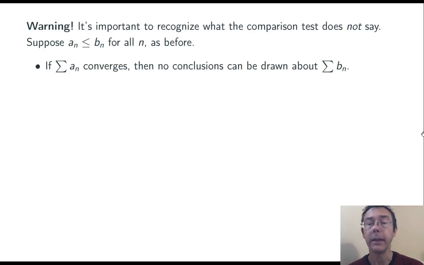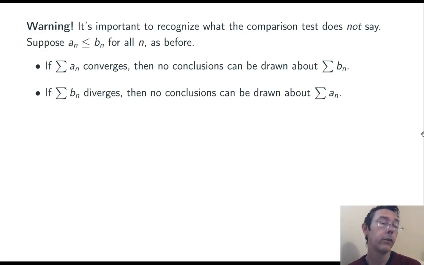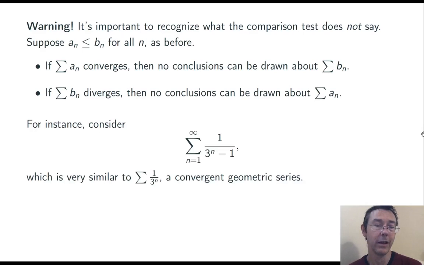Well, the sum of bn could converge or diverge. That's a larger series. And so the fact that the sum of the smaller series is finite doesn't tell you anything about whether the sum of the larger series converges. Similarly, if the larger series diverges, you don't know anything about the smaller series. Could converge, could diverge. Here's an example.